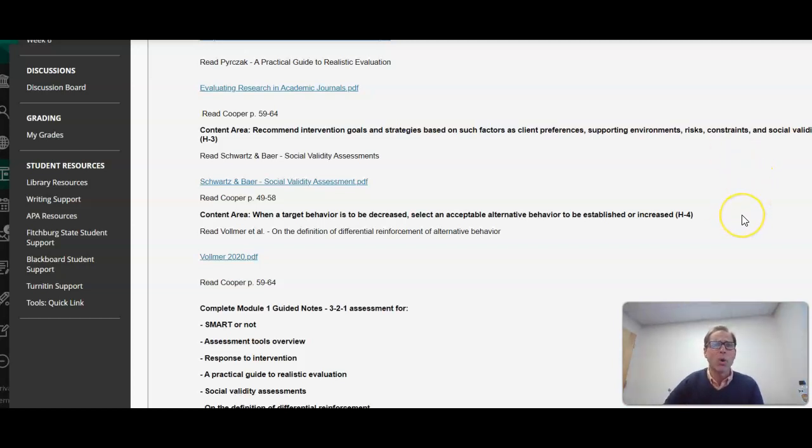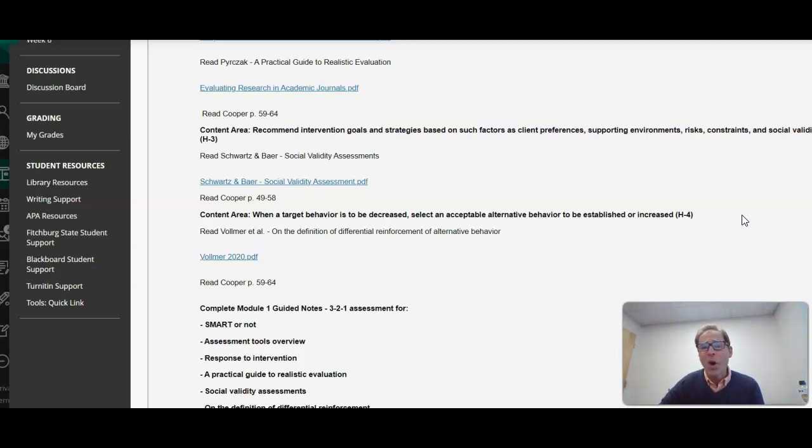And then finally, H4, when a target behavior is to be decreased, select an acceptable alternative behavior to be established or increased. This is the concept of the fair pair rule, right? That if we just look to decrease behavior, first of all, it's not great from an ethical standpoint, that all we're doing is trying to decrease something, because we're supposed to be generative. We're supposed to be looking at trying to increase and build repertoires that are going to help someone be able to interact more effectively with their environment.